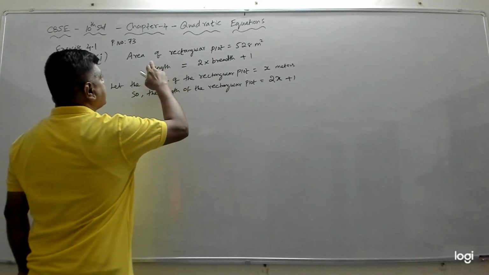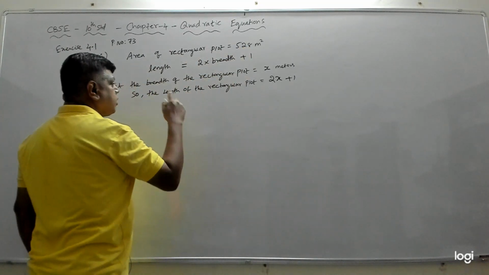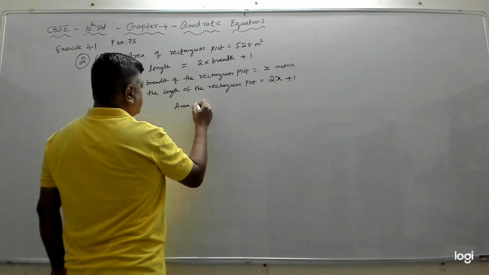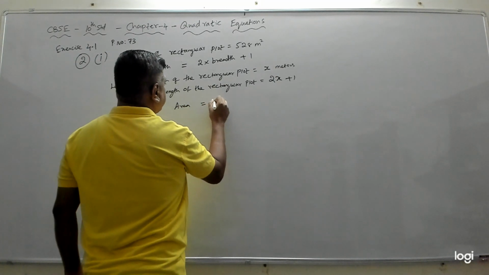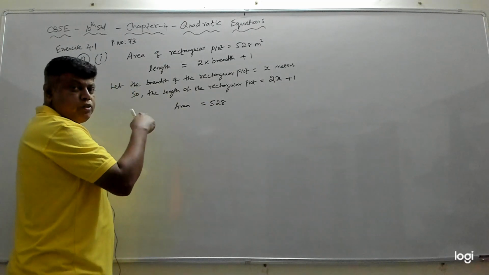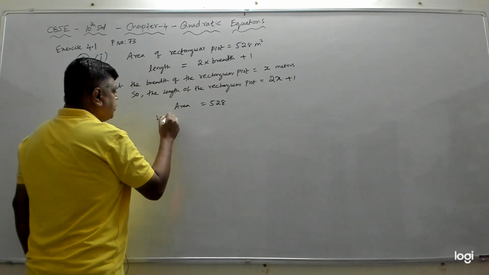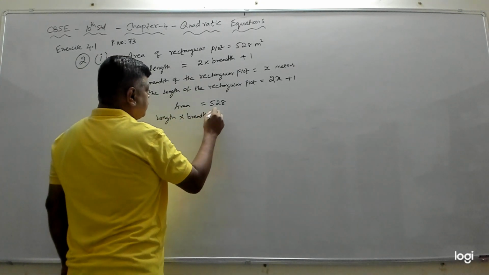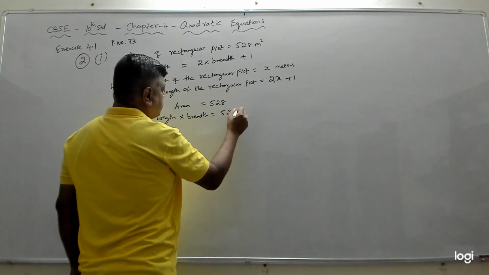Now area is given as 528 meters square. What is the formula for area? Area is given as 528. Right? What is the area's formula of a rectangle? Length into breadth. So length into breadth, L into B. Length into breadth is area. Area is 528. L into B.